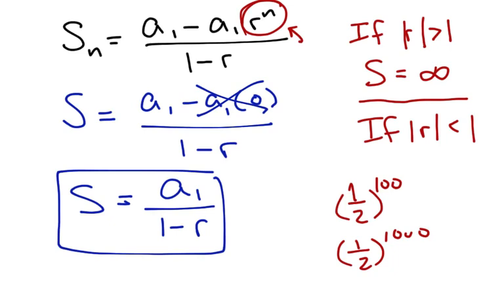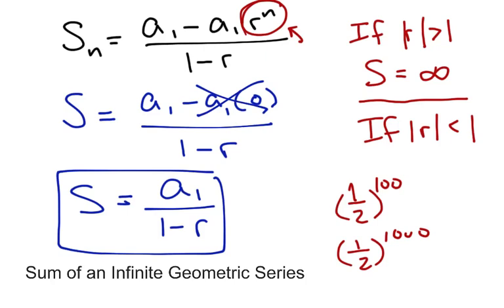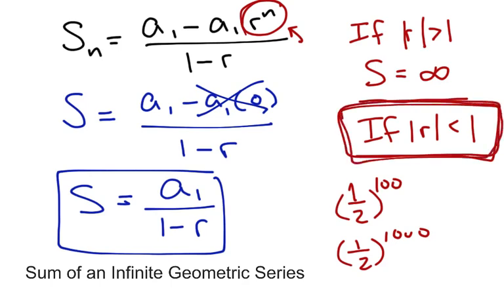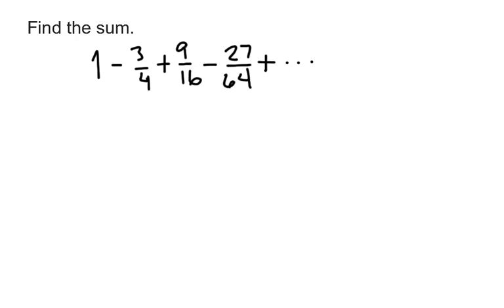Write this down. This is the sum of an infinite series. The important thing to remember about this, though, is that this only works if the absolute value of r is less than 1. Okay? If our common ratio is bigger than 1, then our infinite sum is going to be infinity. So let's find a couple.